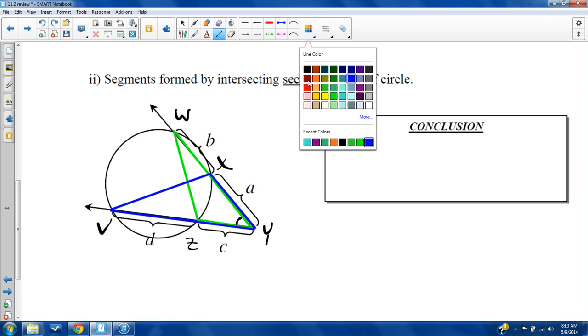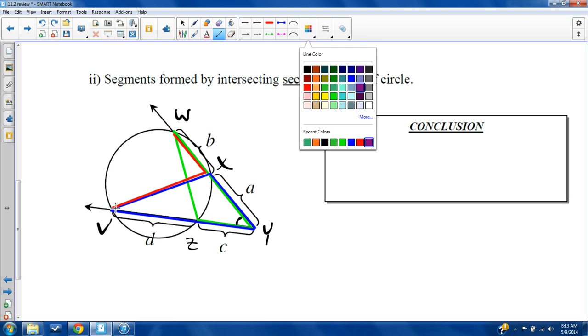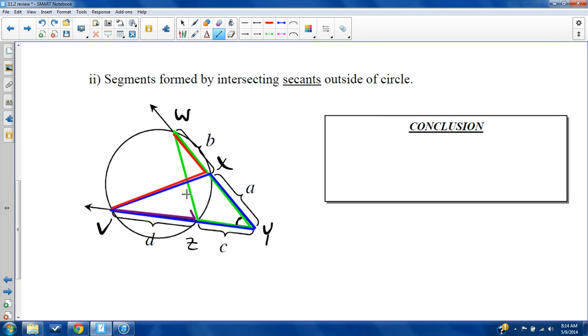I'll use red there, and let's go good old purple. Purple there. Red and purple are both inscribed angles. If you can just see purple with endpoints V and W, and red with endpoints V and W, those guys are congruent. So if purple is congruent with red, and these are supplementary lines here and here, then this angle in green is congruent with this angle in blue.